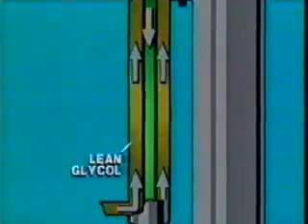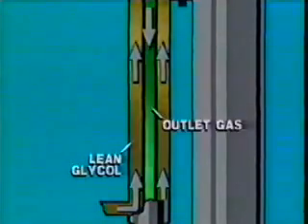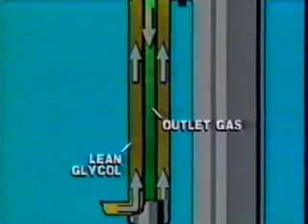On small dehydration units, this exchanger is often a double pipe heat exchanger, which is literally a pipe within a pipe. Lean glycol in the outer pipe flows around outlet gas in the inner pipe. Larger units may utilize a shell and tube type of heat exchanger.